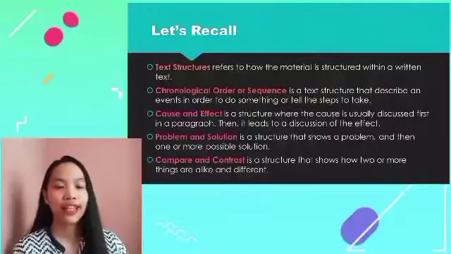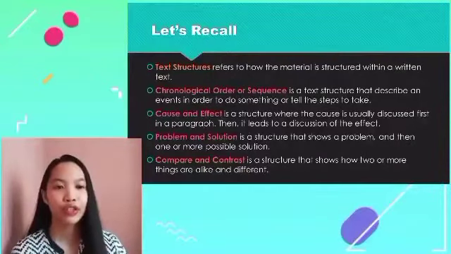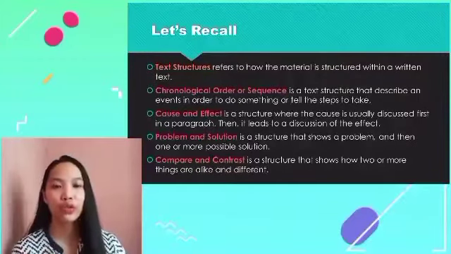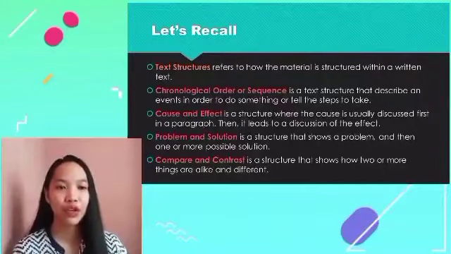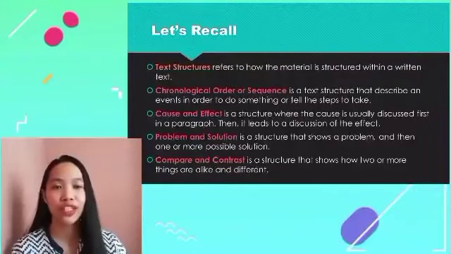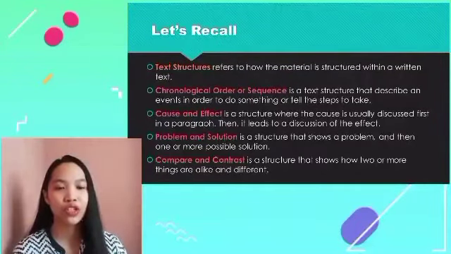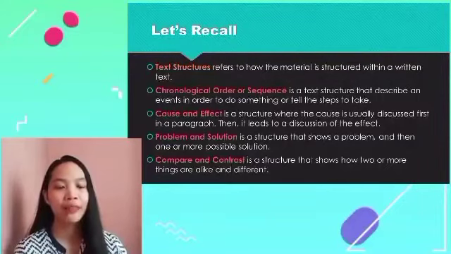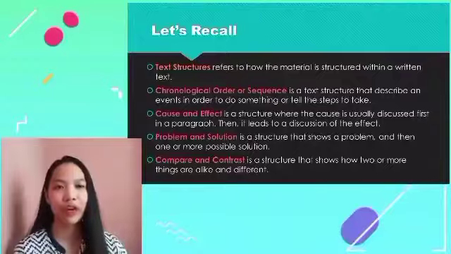Now let's recall. Text structures refers to how the material is structured within a written text. The first structure is chronological order or sequence. This describes an event in order to do something or tell the steps to take. The next one is cause and effect. In this type of structure, the cause is usually discussed first in a paragraph, then it leads to a discussion of the effects. Next is a structure that shows a problem and then proposes one or more solutions to that problem, that is problem and solution. And lastly, a structure that shows how two or more things are alike and different, that is compare and contrast.